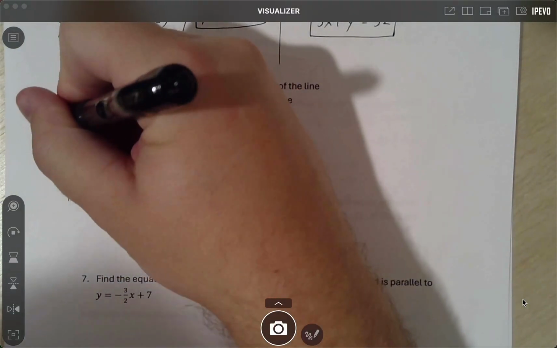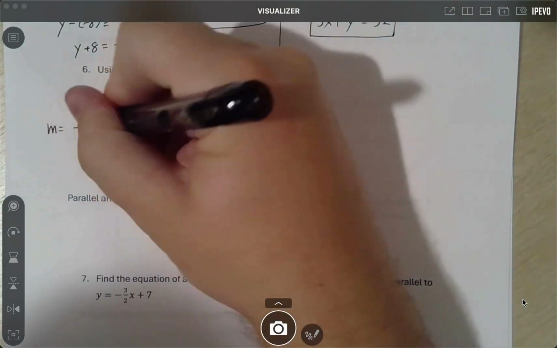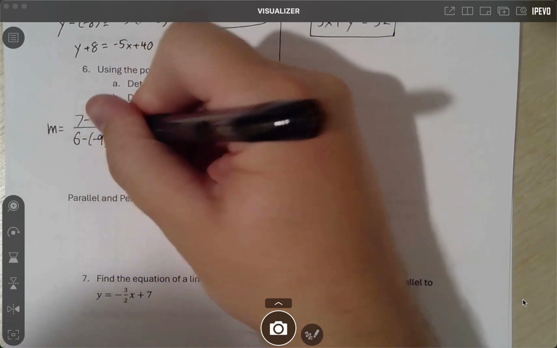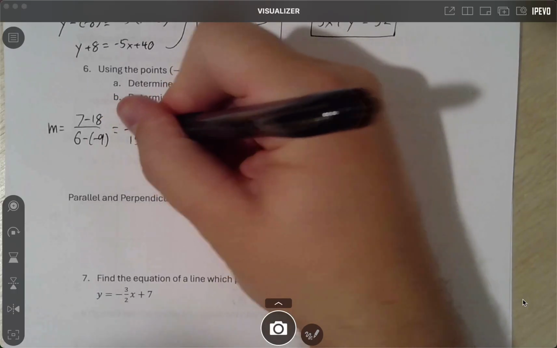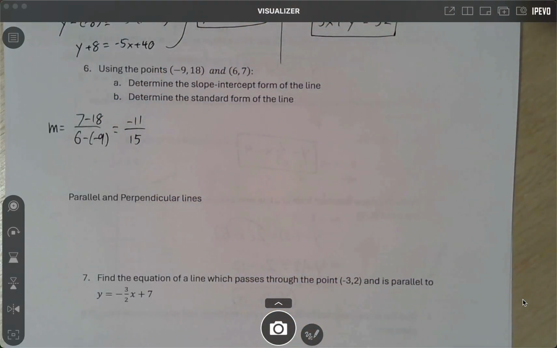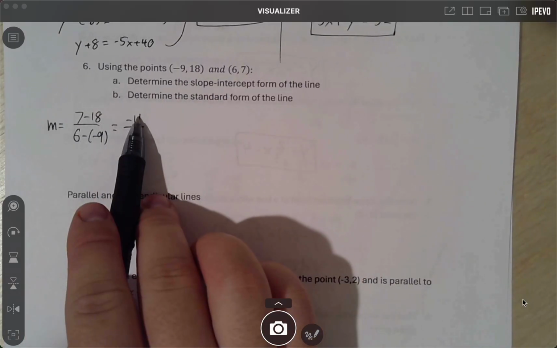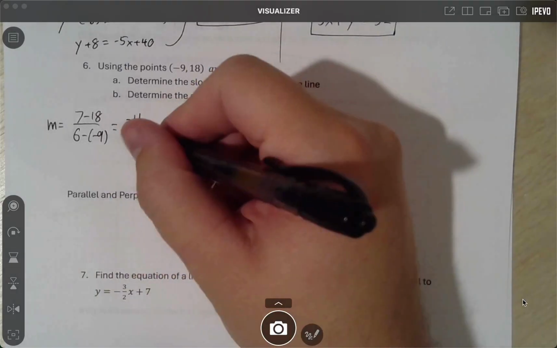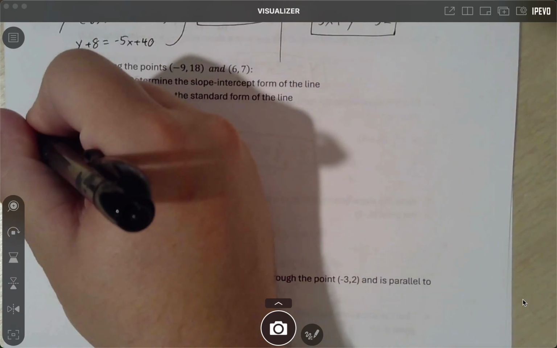Similar idea. We've got to determine the slope first. 7 minus 18, y2 minus y1, over 6 minus negative 9. And I've got, let's see here, that's negative 11 over 15. So this one is going to be a nasty one because we definitely have a true fraction here. Let me just make sure that I did that right. 7 minus 18, negative 11, yep. 6 minus negative 9 will become plus, that'll be 15. Yep, this is my slope, but I'm going to have to do a lot of work to get there, to slope intercept.